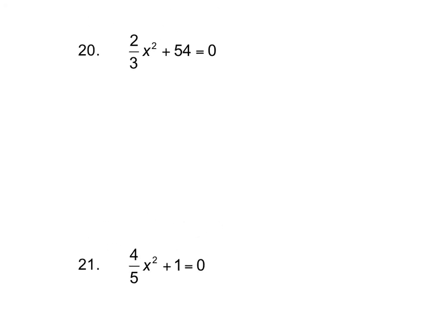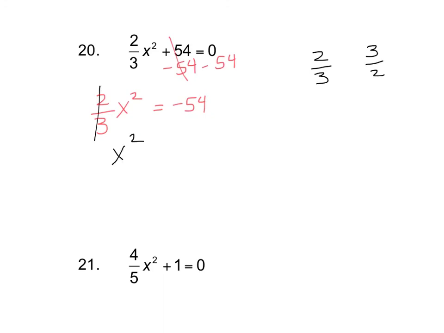Now, the first step is you need to subtract 54 from both sides. So you get 2/3 of x squared is equal to negative 54. Now if you have a fraction on one side and you want to get rid of that, you need to multiply the other side by the reciprocal. So what's the reciprocal of 2/3? It's 3/2. So to get rid of this, multiply the negative 54 by the reciprocal of 2/3, which is 3/2. Now if you do that, negative 54 times 3/2, you're going to get negative 81.